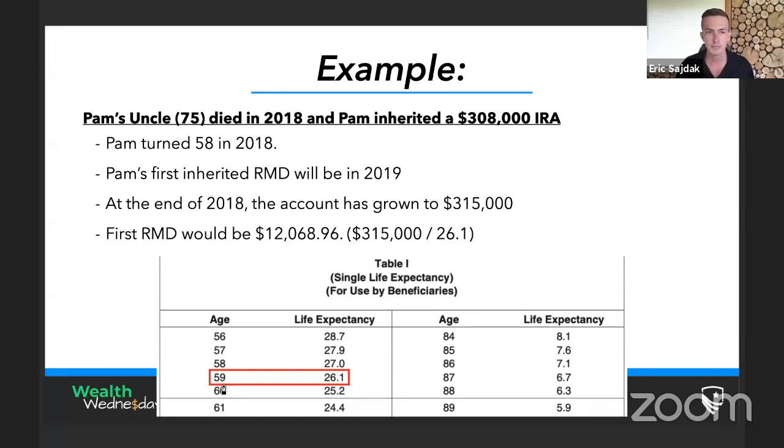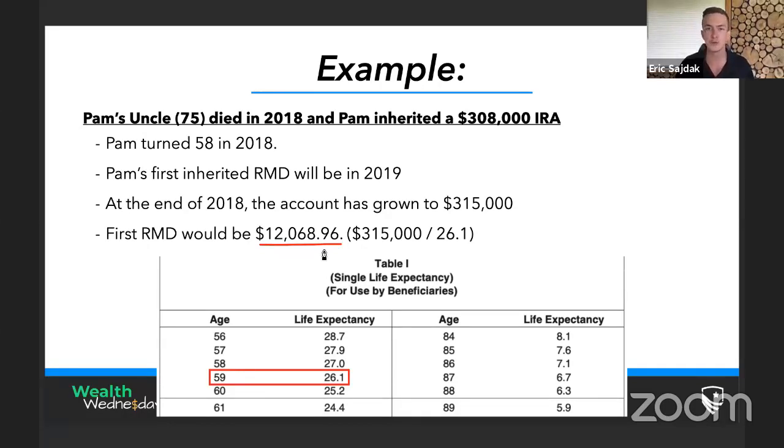Find your age in the year you have to take that RMD, and then find what's called the life expectancy factor. It's very simple what you do with this life expectancy factor. You take the account balance at the end of the previous year, so at the end of 2018, and you divide it by this life expectancy factor. So we take 315,000 divided by 26.1, and her first RMD in 2019 would be $12,068, that she would be forced to take from that account.